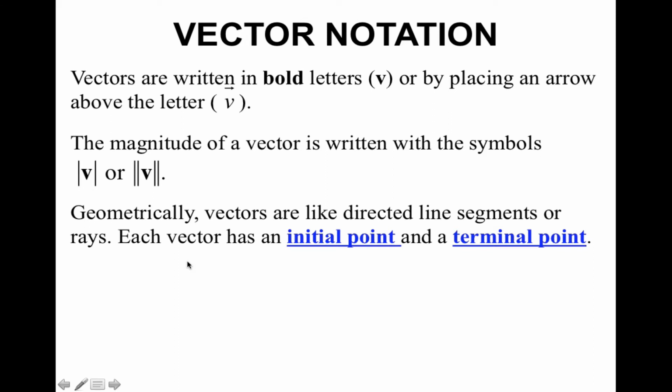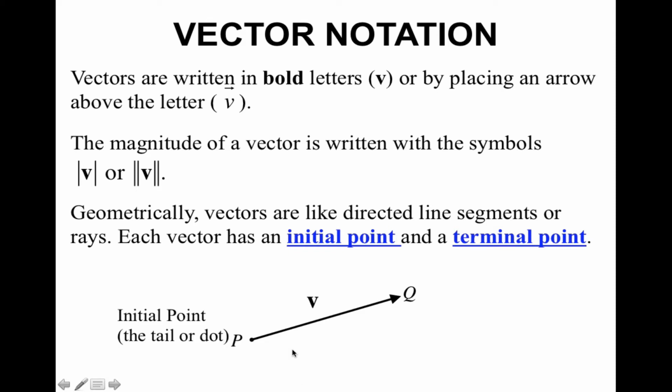Geometrically, vectors are like directed line segments or rays. Each vector has an initial point and a terminal point. So here's our vector V, and we say that the initial point, which could be called the tail or the dot, would be P, and the terminal point, which is the tip or the arrow, would be Q.